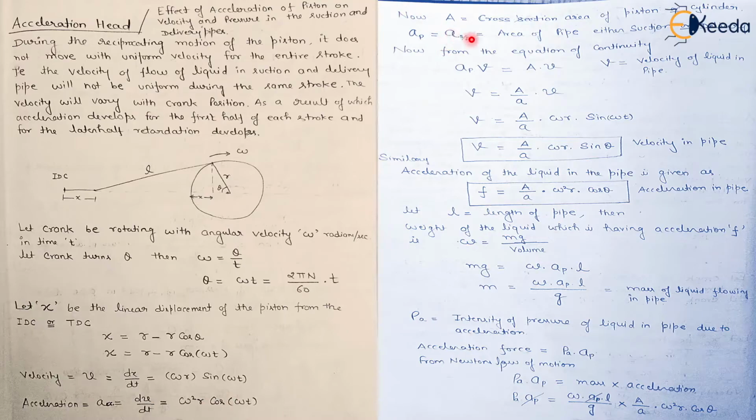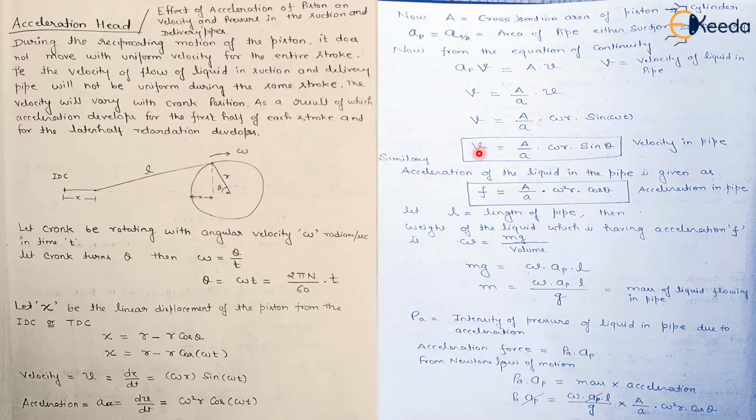Now A is equal to the cross sectional area of piston or cylinder, and this is the capital A. If I write small a p, then this will be the area of pipe, either suction or delivery. Now from the continuity equation, you know very well, area into velocity is constant. So for the pipe, if I write a p into v, this is the velocity of liquid in pipe, is equal to capital A, that means area of cylinder or cross sectional area of piston, into small v, and this is the velocity of liquid in cylinder.